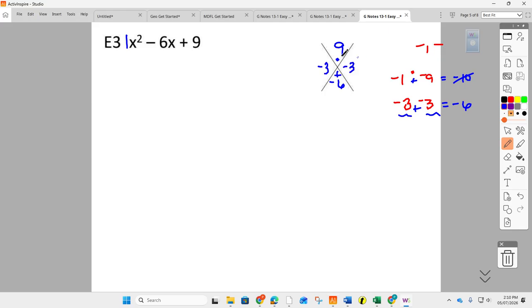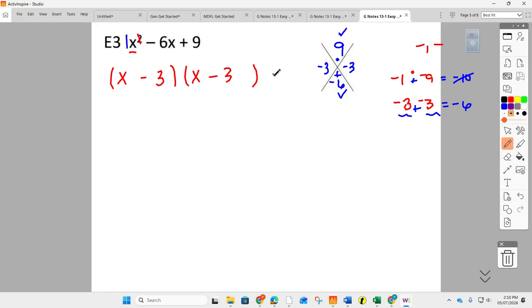And you can double check your math. Negative 3 times negative 3 is positive 9. Negative 3 plus negative 3 is negative 6. So now all I have to do is stick it in the parentheses. Set up your parentheses. This without the exponent goes in the first spot. The two side numbers go here.